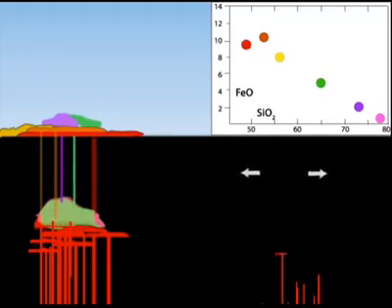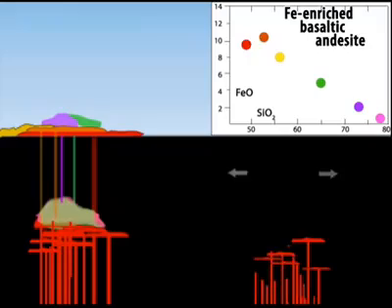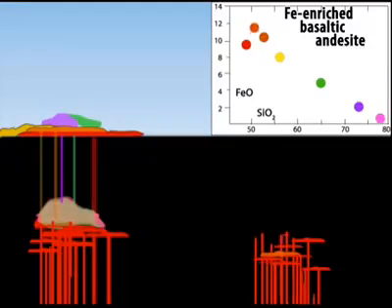Let's look at a variation of this scenario where there is more heat input in the way of basalt and extensive hybridization of the crust with gabbro.